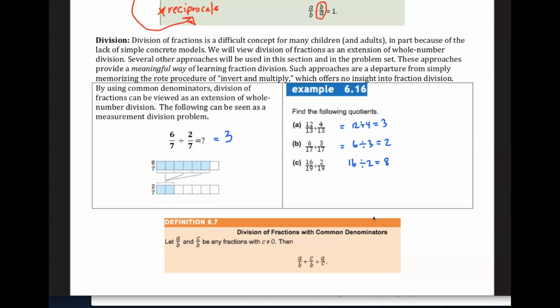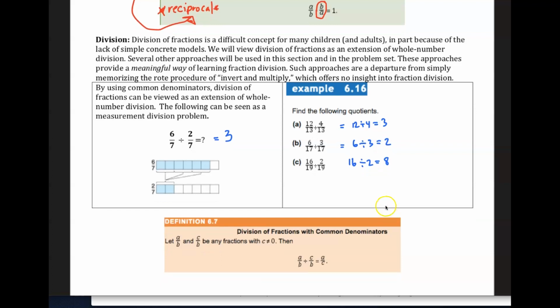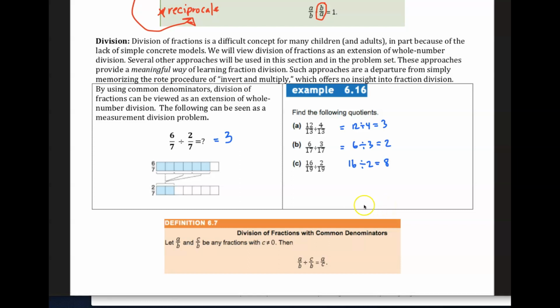Let's go ahead and now take a look at division of fractions. This always seems to create a mystery for students, that they don't know where the algorithm comes from. But let's first start looking at division of fractions where the denominators are the same, so that there's some meaning to this. So 6/7 divided by 2/7.